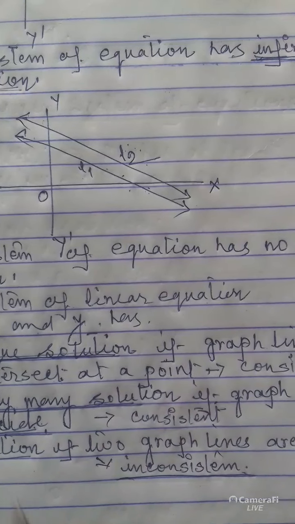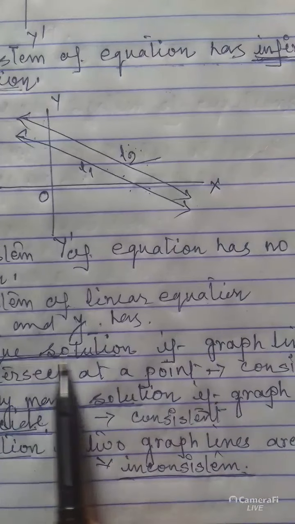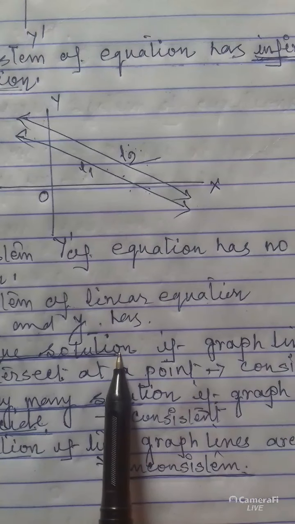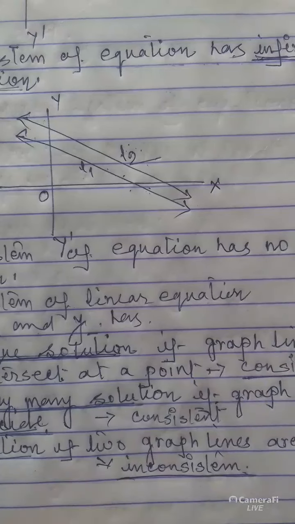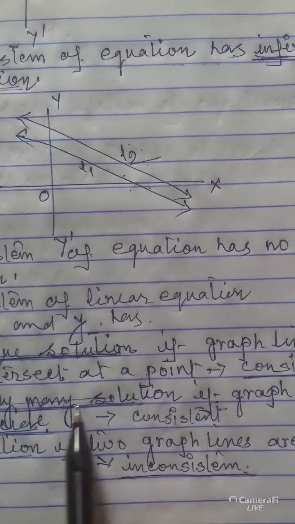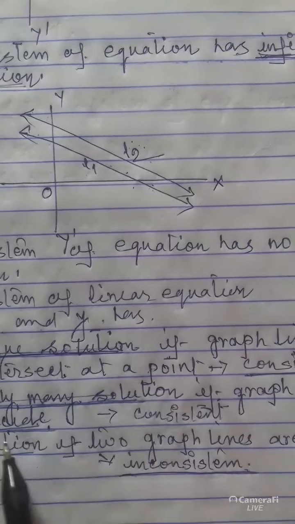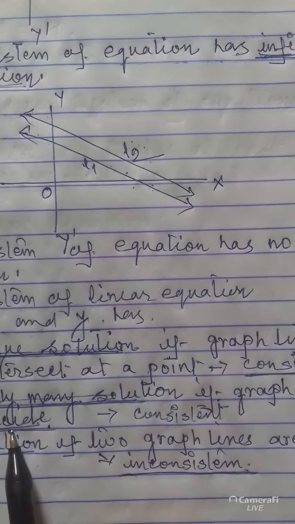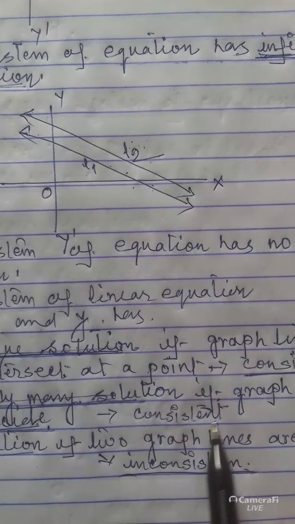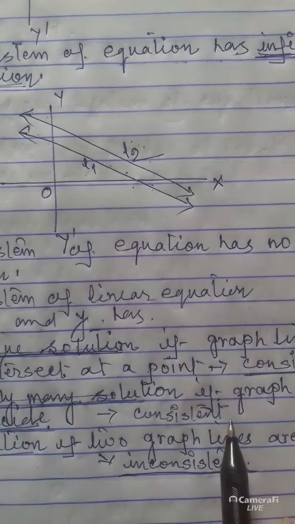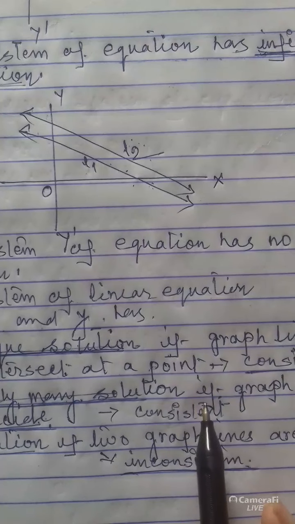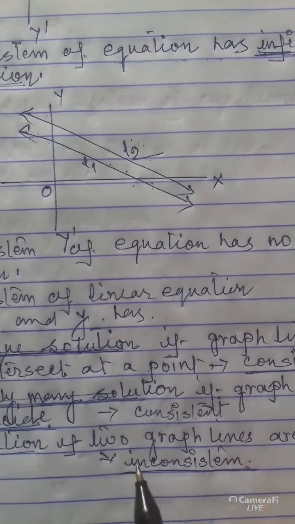So there are three cases. Unique solution: if graph lines intersect at a point, there is at least one solution, so it is consistent. Infinitely many solutions: if graph lines coincide, it also has a solution, so it is consistent. And no solution: if two graph lines are parallel to each other, the given system is inconsistent.